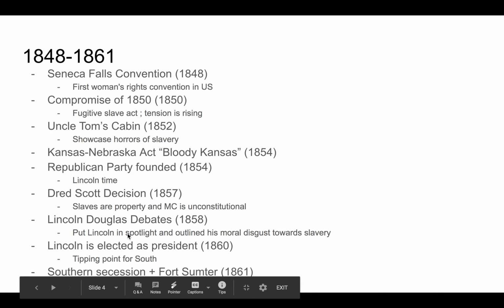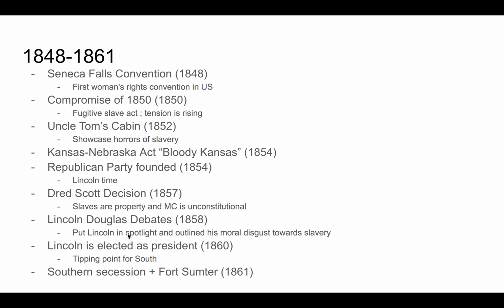And finally, we have 1848 to 1861. First, we have the Seneca Falls Convention in 1848, and this is the first women's rights convention in the U.S. After that, we have the Compromise of 1850. It was in 1850. This established the Fugitive Slave Act, and at this point, tensions were rising between the North and the South. After that, we have Harriet Beecher Stowe's Uncle Tom's Cabin in 1852, and this showcased the horrors of slavery.